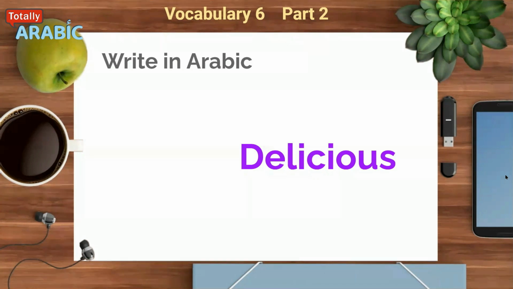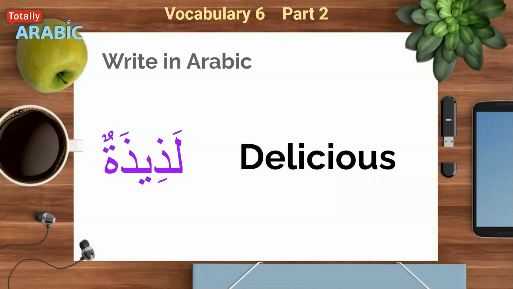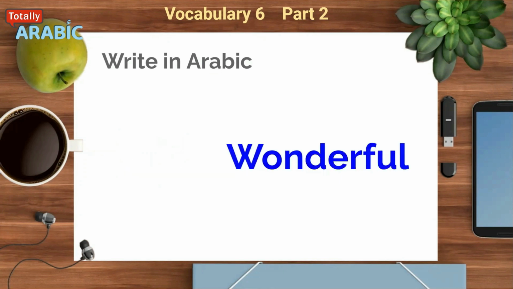لذيذة. لذيذة is on the screen. 5 letters. لذيذة. رائع. رائع is on the screen. 4 letters. رائع.